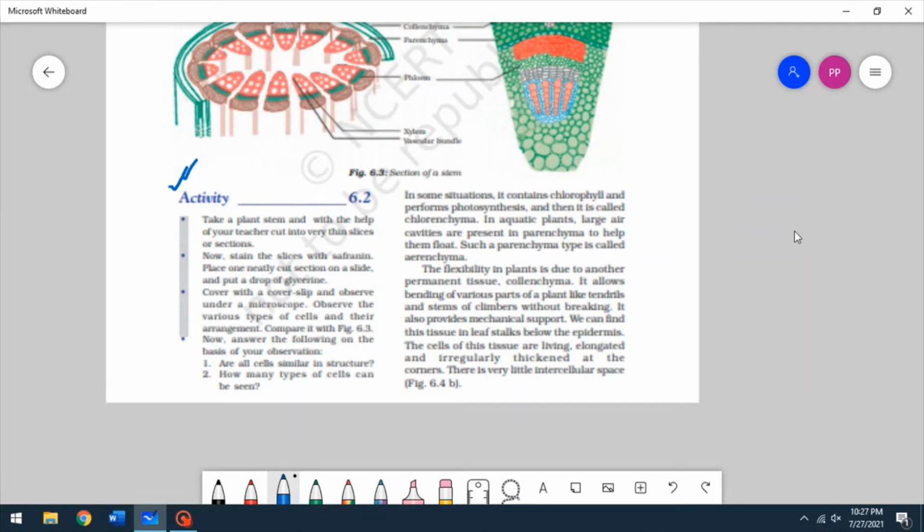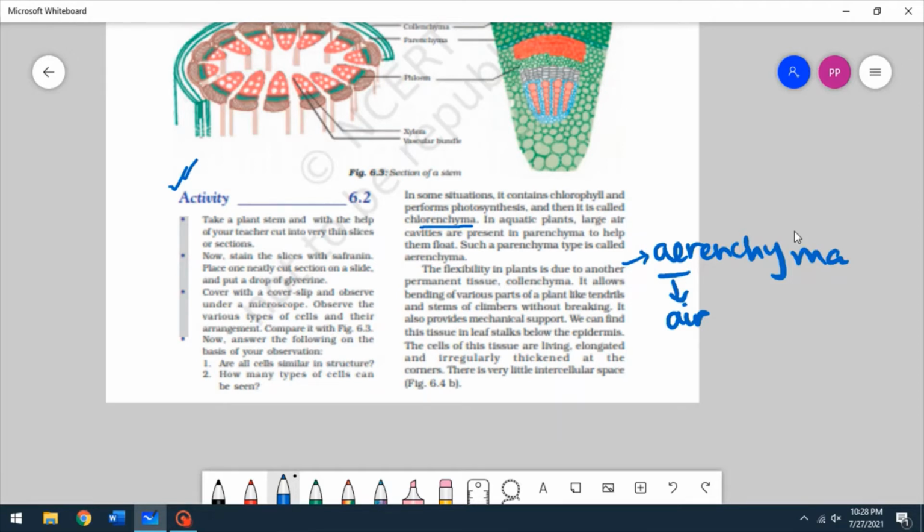In some situations, it contains chlorophyll and performs photosynthesis, and it's called chlorenchyma. And in aquatic plants, large air cavities are present in the parenchyma to help them float. Such a parenchyma is called aerenchyma. Aerenchyma, one way to remember this is air. That's how it sounds, right? Aerenchyma has air in it. Alright, that's not the spelling, but it sounds the same. That's how I remember it. Aerenchyma has air, and it helps that part of the parenchyma to float in water. So it's usually found a lot in aquatic plants.